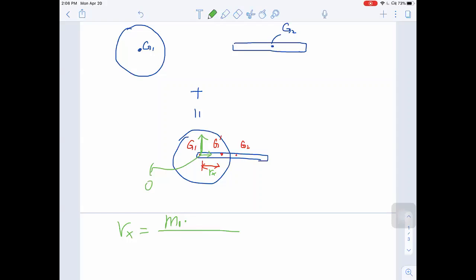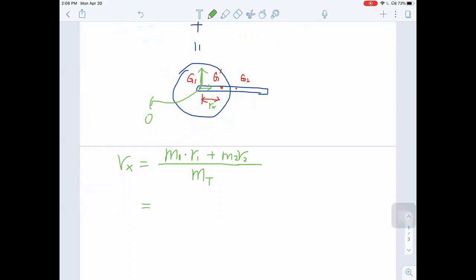origin, from the origin to the center mass of the first mass, R1, plus the second mass times the distance from the origin to the center mass of mass 2, R2. And this is divided by the total mass.